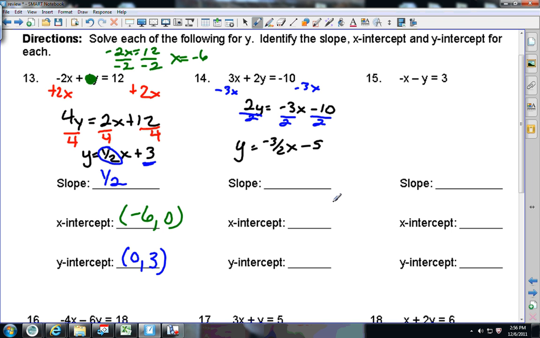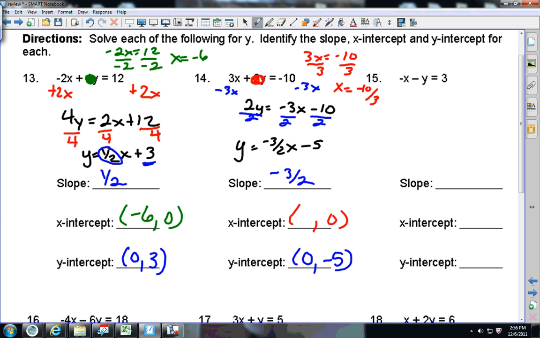From this information, I know that my slope is negative 3 halves. It's not x, it's the number. The y-intercept is this last one right here, which is 0, negative 5. Now to find my x-intercept, remember that that has a y number of 0, so I'm going to cover up my y. I get 3x equals negative 10. Divide by 3. Let's just leave it as this fraction. That's fine. Negative 10 thirds.